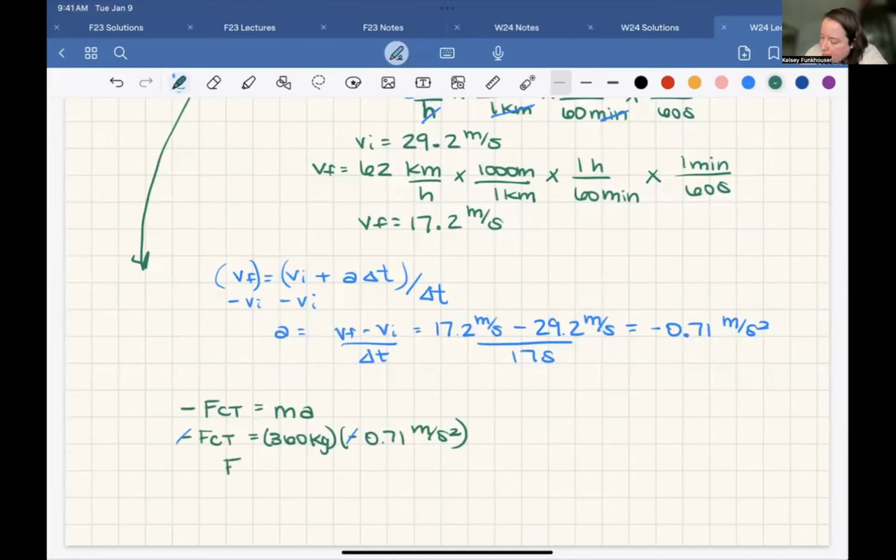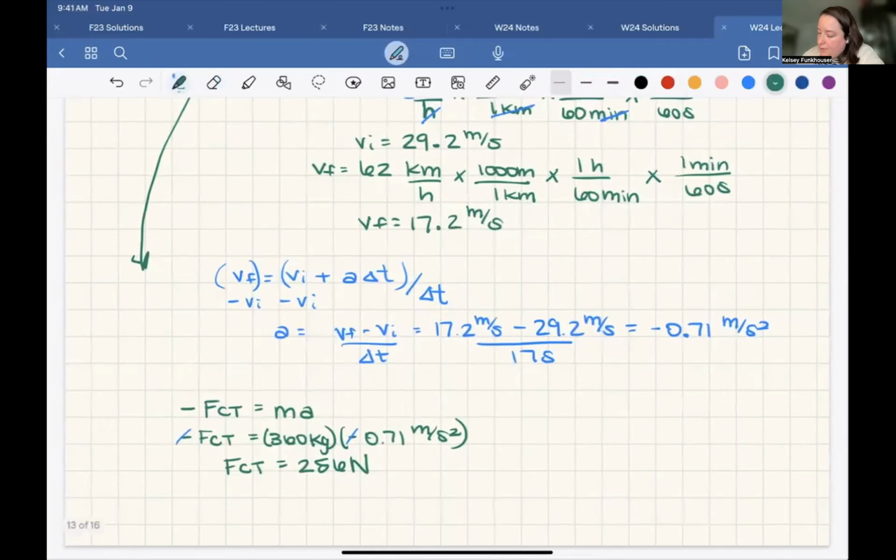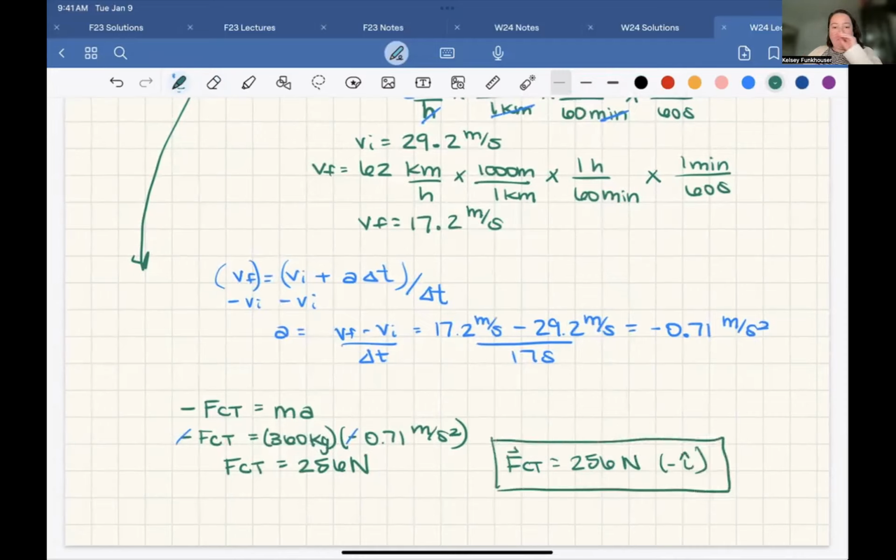And we get the magnitude of the force is 256 newtons. And if we want to think about the vector of the force, it is 256 newtons in the negative i hat direction. That's one way to write it. There's lots of different ways to represent that. Okay, so that was our example.